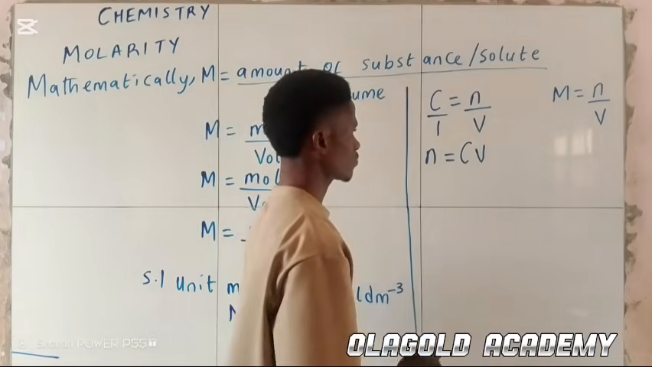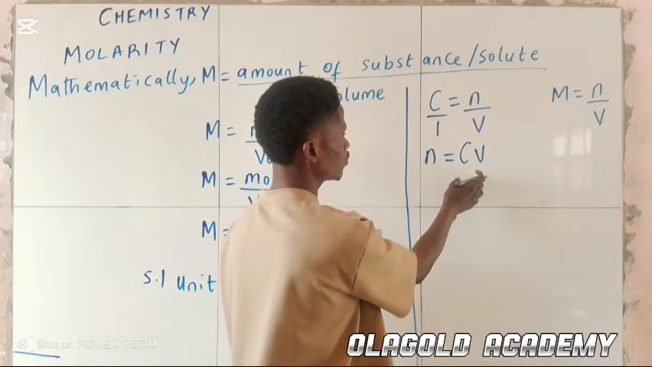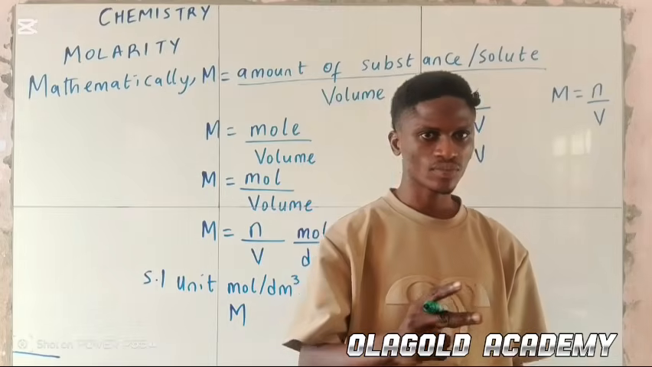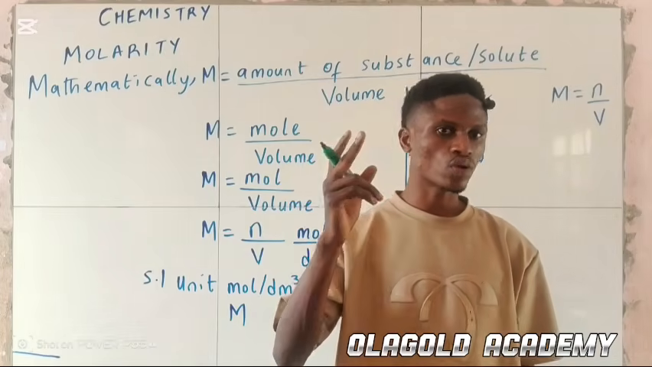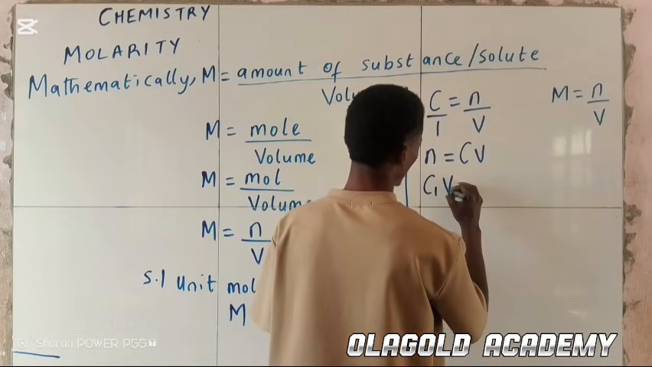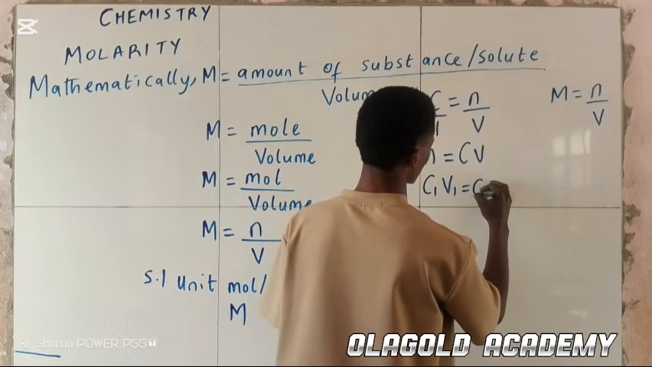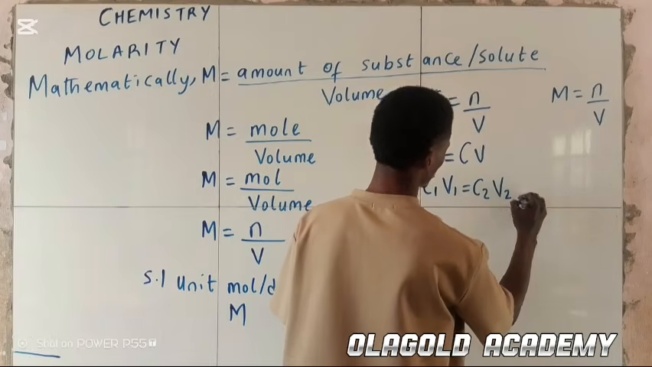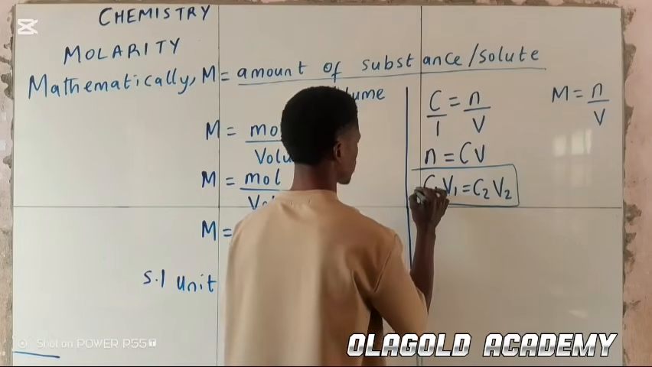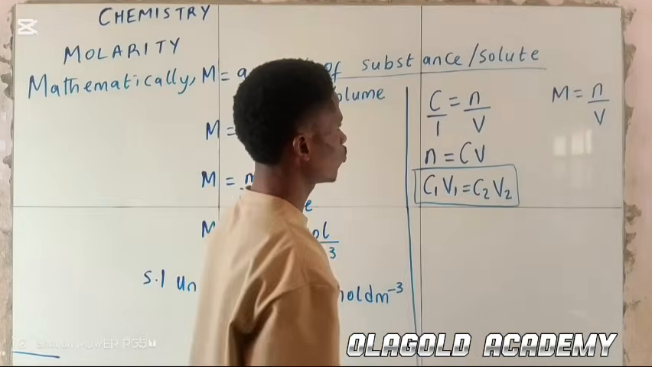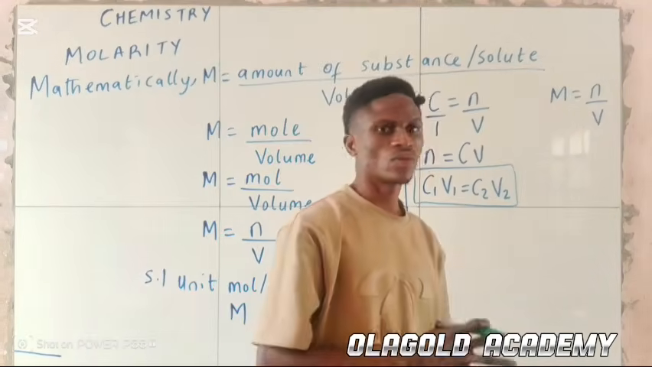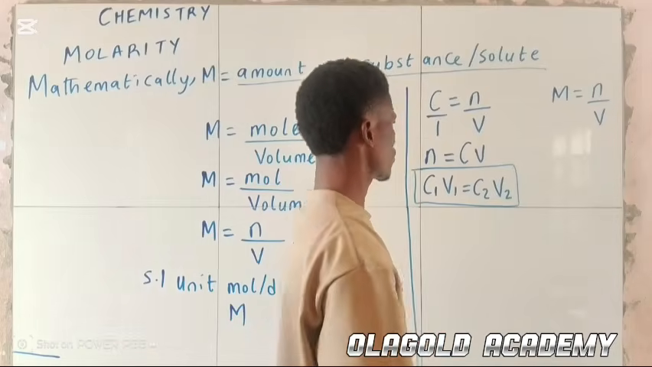On the account of two concentrations and two volumes, I can have C1 V1 equal to C2 V2. I can have this here as one of my formulas for calculation when it comes to molarity or concentration.